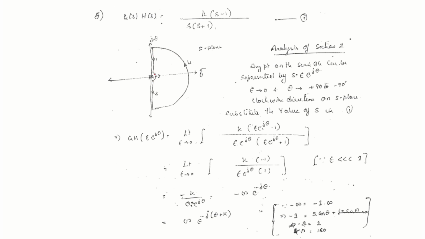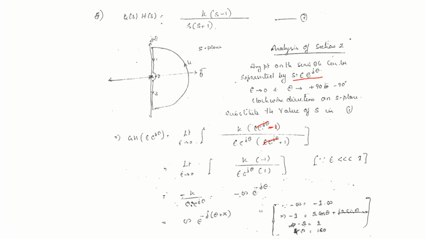Now section 2 you take. You know section 2 is s equal to epsilon e to the power of j theta. Substitute into this, limit epsilon tending to 0. So here K(epsilon e^{jθ} − 1) over epsilon e^{jθ}(epsilon e^{jθ} + 1). Epsilon compared to this is small, compared to this is small. The whole thing you are going to get is minus K by 0, minus infinity.